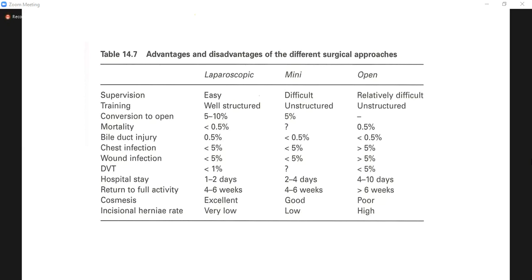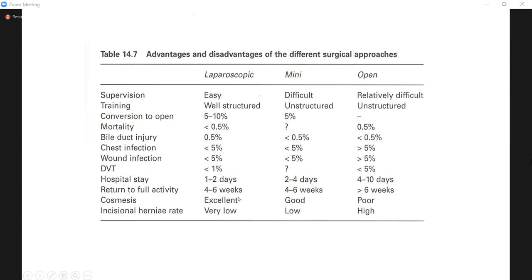Return to full activity. Yes, with laparoscopy you can come back to normalcy earlier. I think this slide is a bit wrong. Usually these people, after about 2 weeks, will be fully back in action. But of course, in open surgery, it takes longer than that.